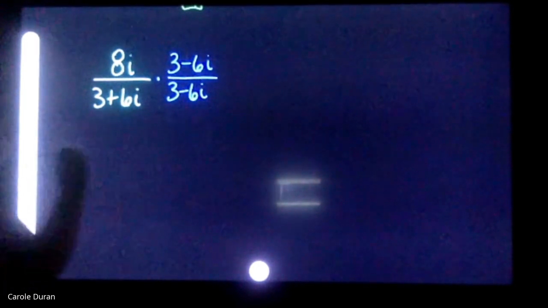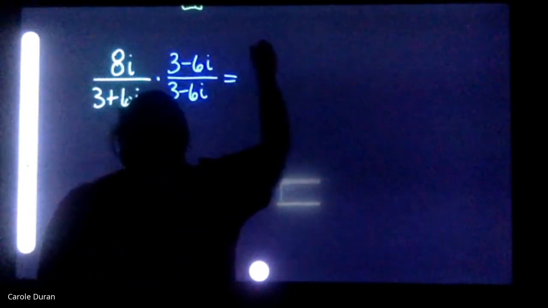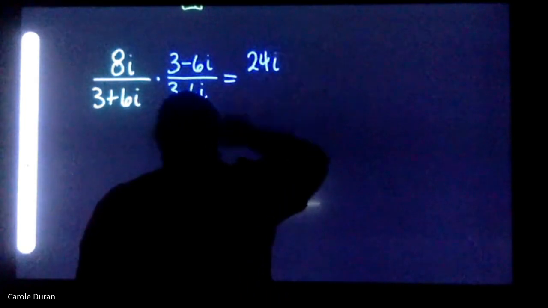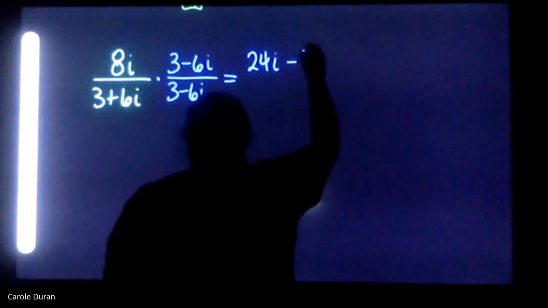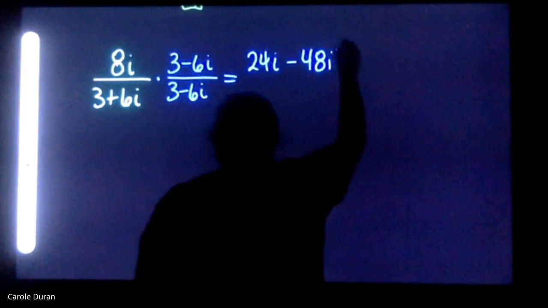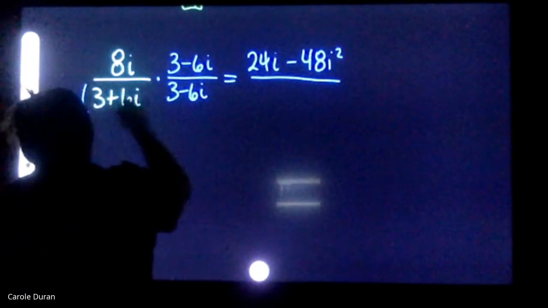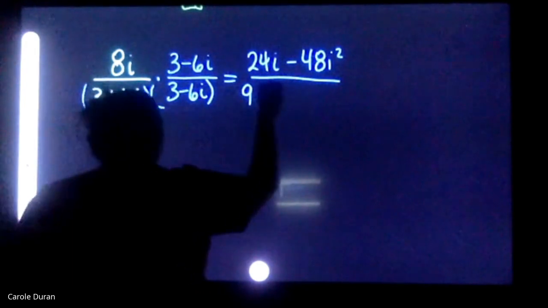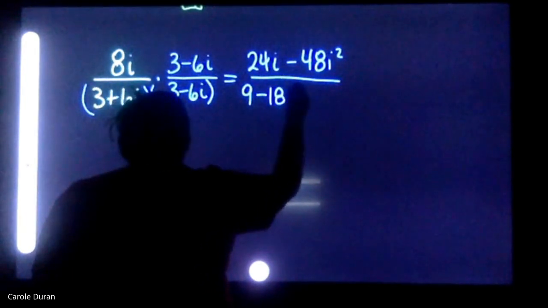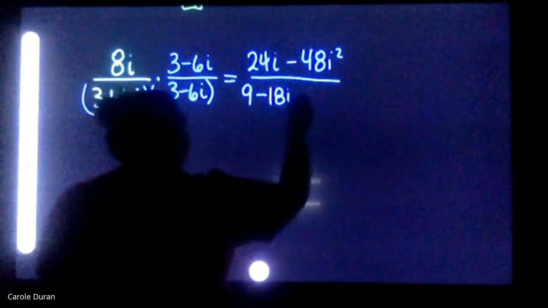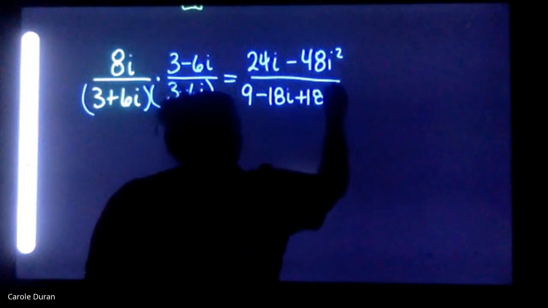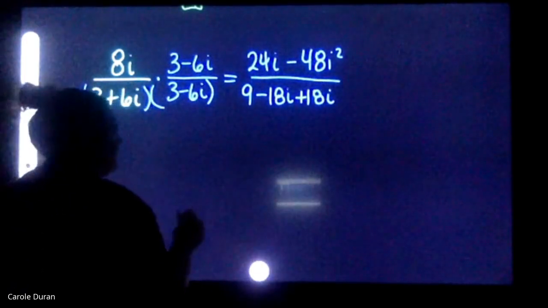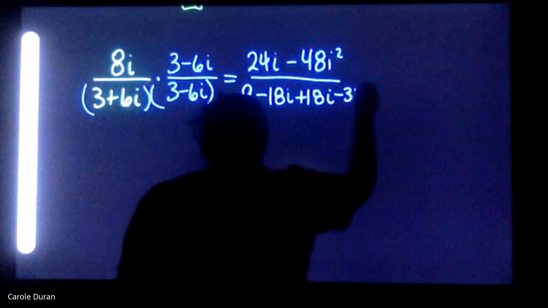Once I do that, I just multiply straight across. 8i times 3 is 24i. 8i times negative 6i is negative 48i squared. Over, I'm going to go ahead and FOIL this denominator. 3 times 3 is 9. 3 times negative 6i is negative 18i. 3 times 6i is 18i. And then negative 6i and 6i is negative 36i squared.